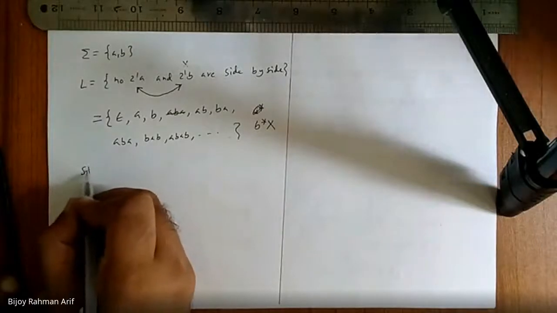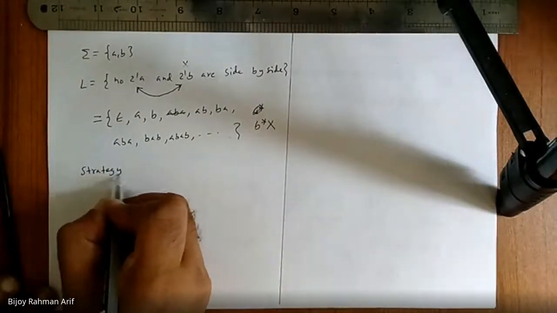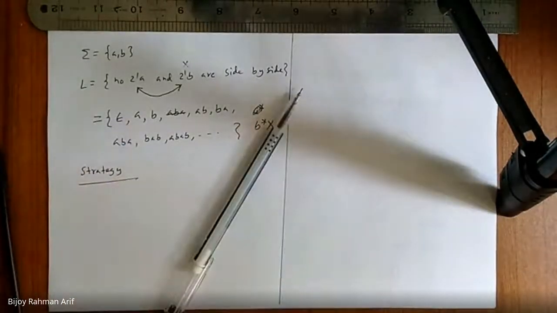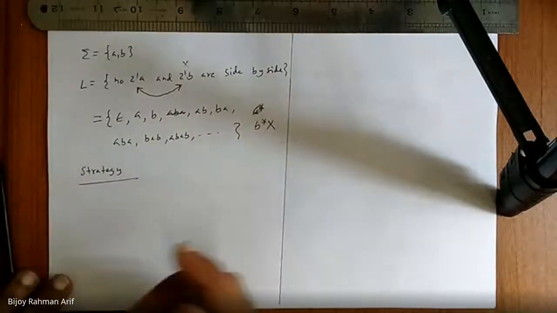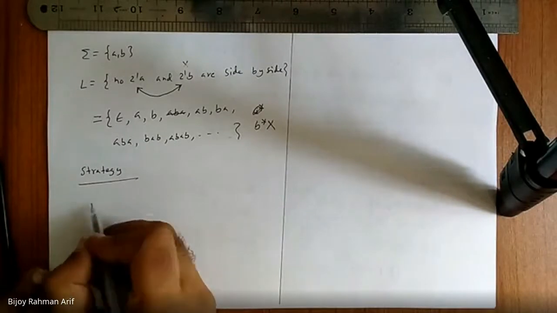Good. Now what would be my strategy? Tell me. How can I solve this problem? What would be the strategy? So I can do the ends with BA, ends with AB. Okay, so let's write A and B.